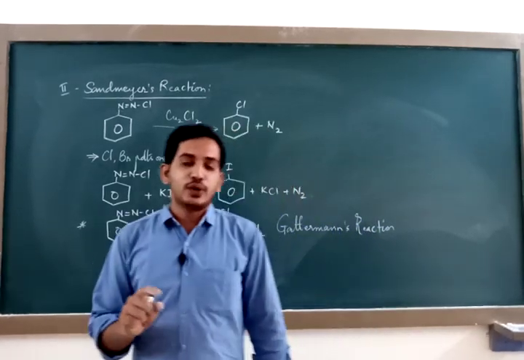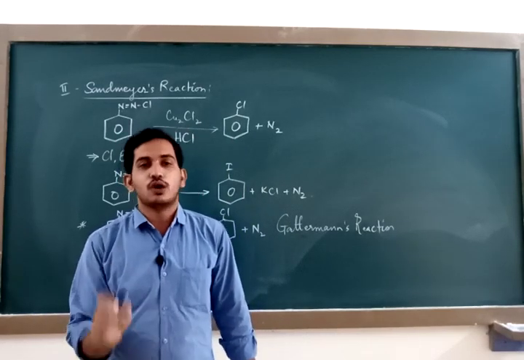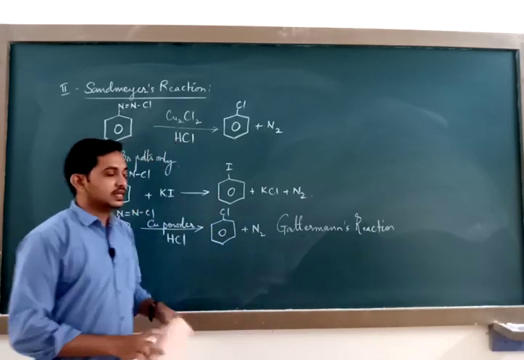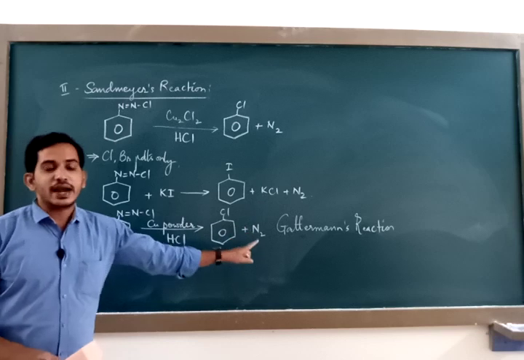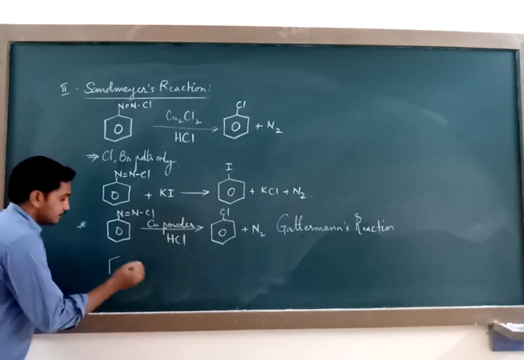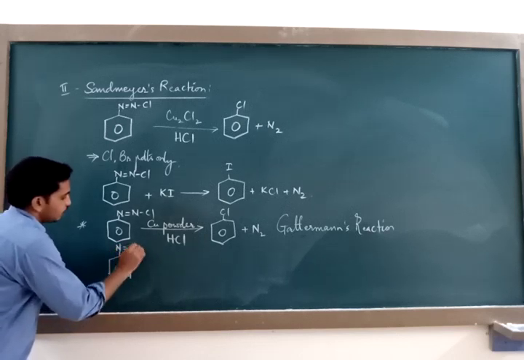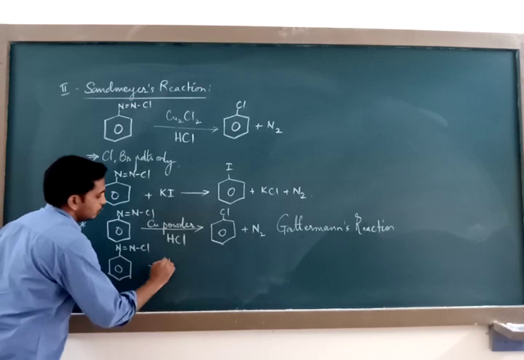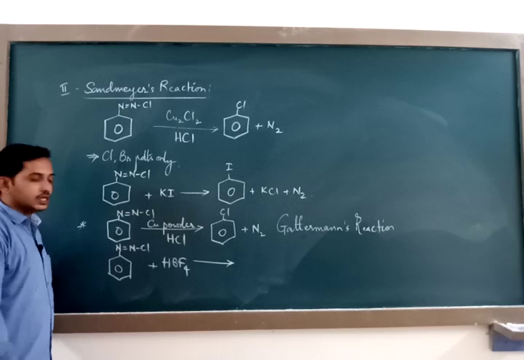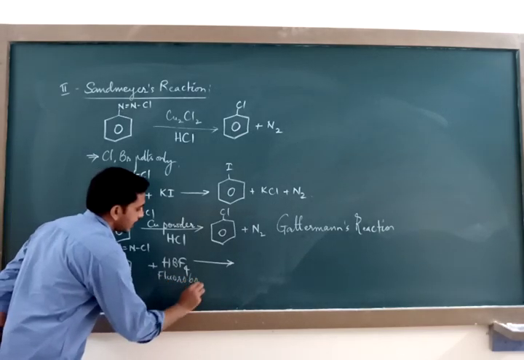Instead of cuprous chloride and cuprous bromide, if you use copper powder in presence of HCl or copper powder in presence of HBr, then you will get chlorobenzene or bromobenzene. This reaction is called Gattermann's reaction. Or else, again some small slight change: if benzene diazonium chloride is reacted with fluoroboric acid, HBF4, fluoroboric acid.